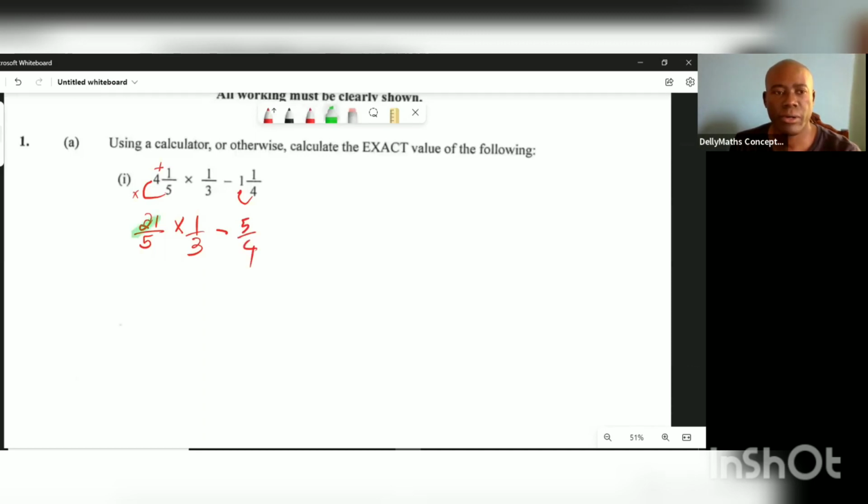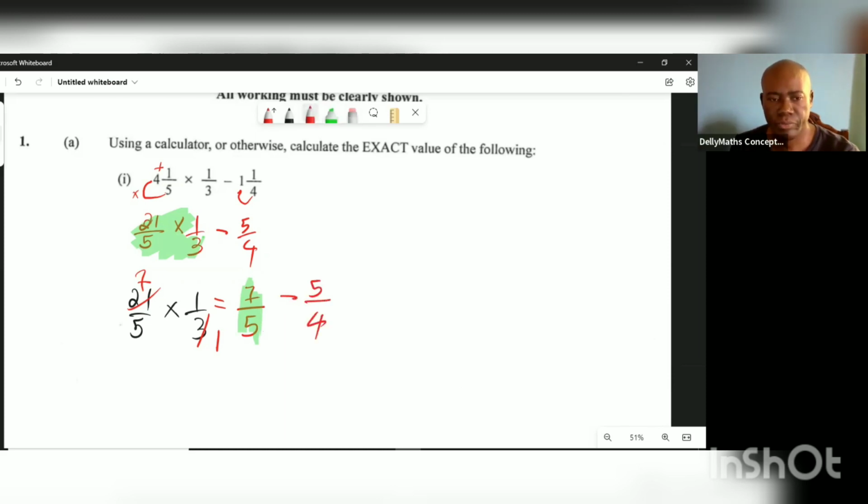Again, what we're going to do is deal with the multiplication first. When you're multiplying, if there are things that could cancel, for example 21 over 5 multiplied by 1/3, we can cancel the 3 into itself one time and the 3 into the 21, 7. This leaves us with 7 over 5 times 1, that's 5. So the result for the multiplication is 7/5, and we want to subtract 5/4.